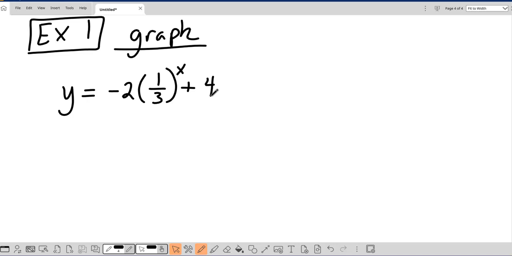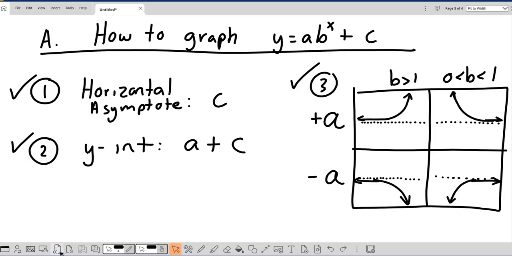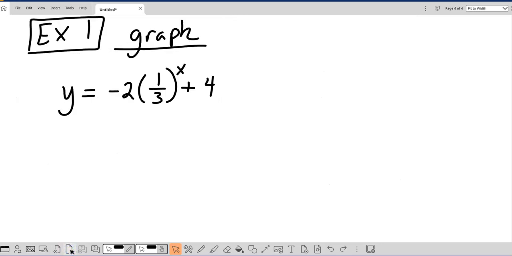So we're going to look back at our steps here. The process I just went over with you guys is first of all, we want to identify our horizontal asymptote. The horizontal asymptote is the c value. That's the thing that shifts it up or down. So in this case, my horizontal asymptote, which I'll abbreviate HA, is 4.